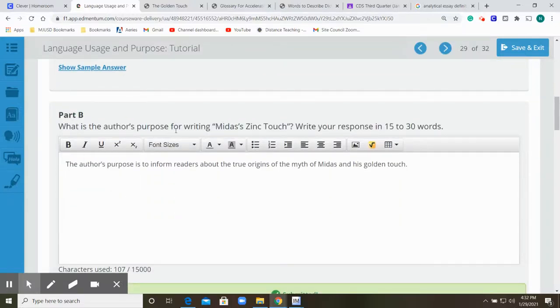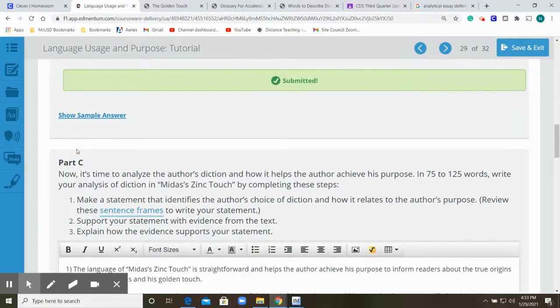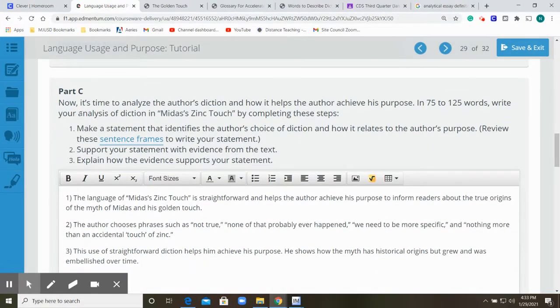What is the author's purpose for writing Midas's Zinc Touch? Write your response in 15 to 30 words. The author's purpose is to inform readers about the true origins of the myth of Midas and his golden touch. Again, it doesn't have to be poetry, just down and simple. I copied that answer, that's not my words.